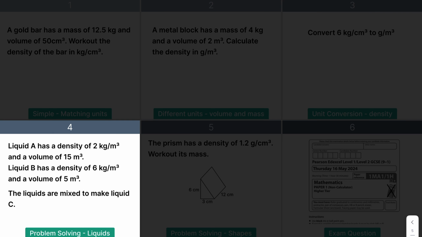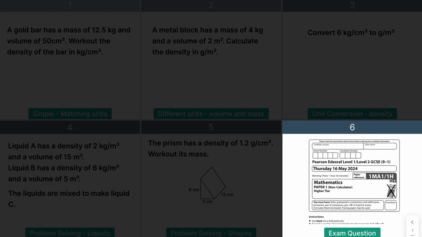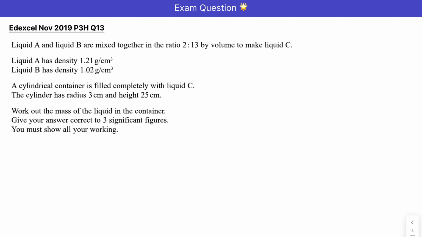Then we're going to look at what catches people out when they need to convert density to a different unit. Then we're going to look at examples where two liquids are mixed together, so sort of more problem-solving questions. Then looking at questions where we need to work out the volume of a shape first. And then finally wrap up by looking at an exam question. So the exam question we're going to look at is this one here.